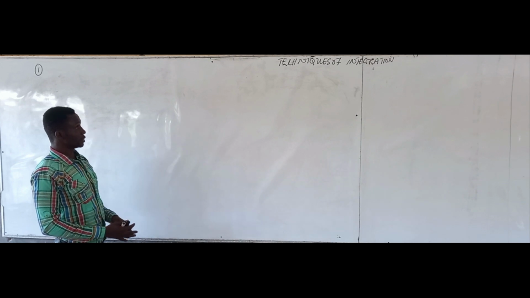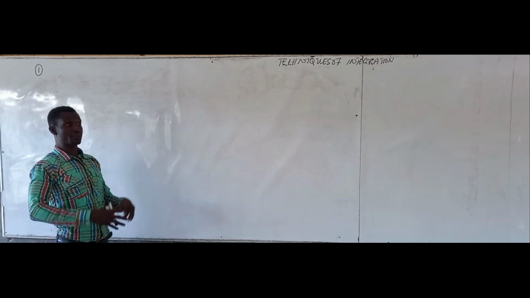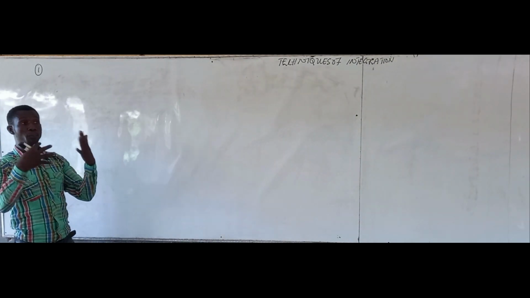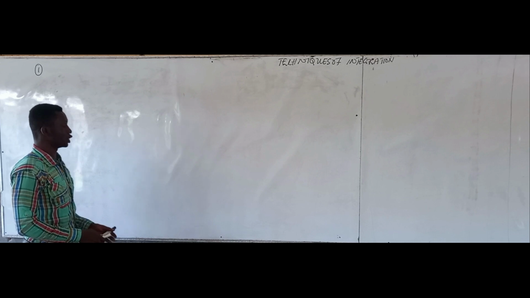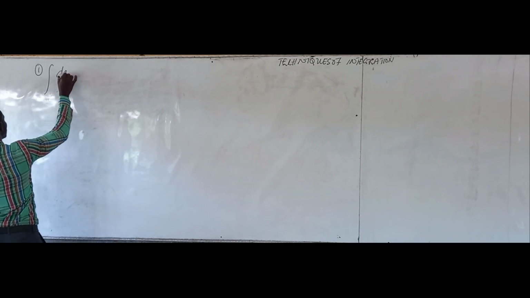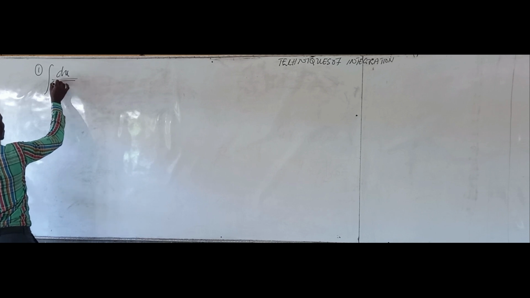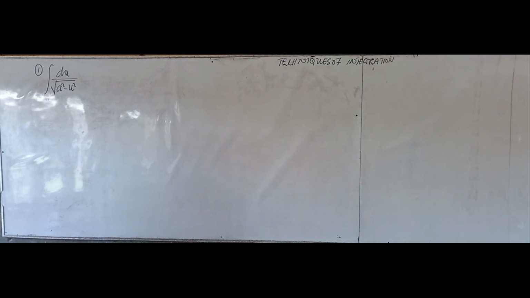Now let's look at techniques of integration. Some integrands have different characteristics, and they are approached based on those characteristics. Let's look at some of them. For example, if you have integral du all over square root of a squared minus u squared, how do you approach this type of integration?